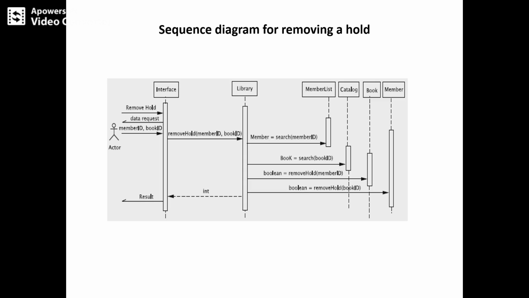Then boolean is equal to remove hold of the member ID in the book list. Then finally member is the return type, the particular member who has the hold, that one will be removed. So this is the complete sequence diagram representation of removing a hold.